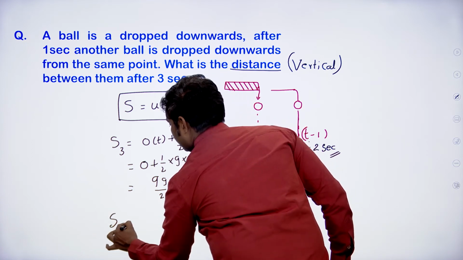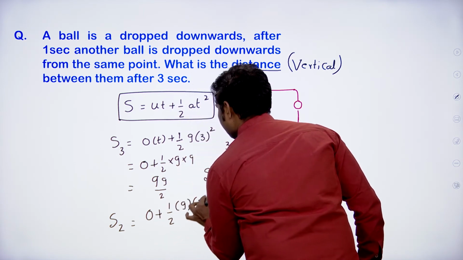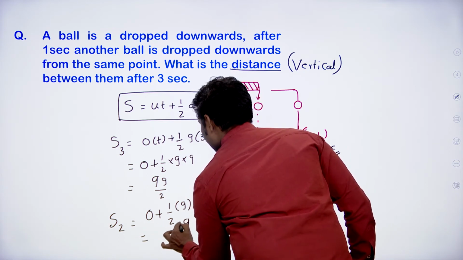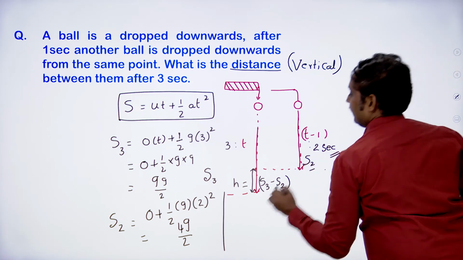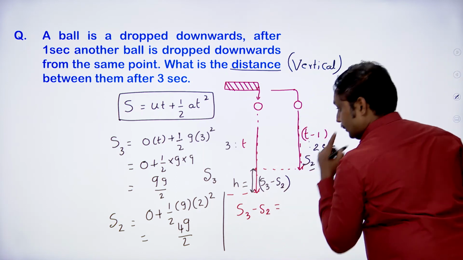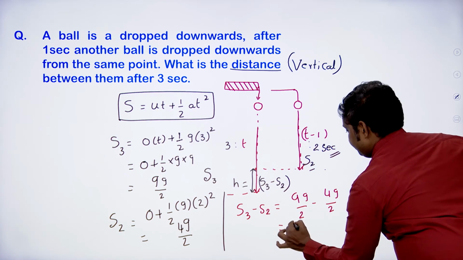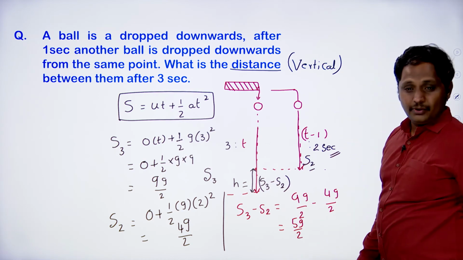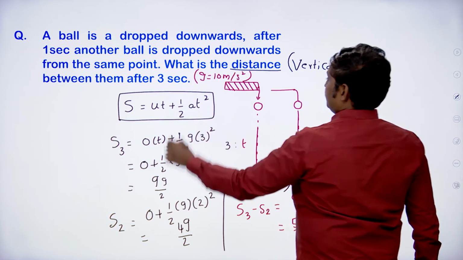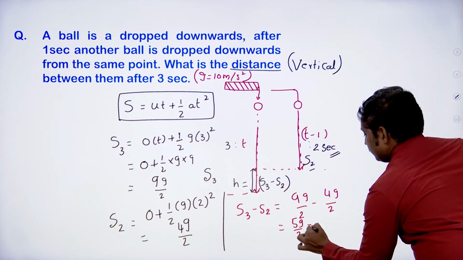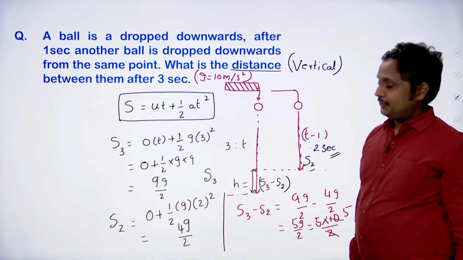What about the S2? It is 0 plus 1 by 2 into g into 2 square, that is 4g by 2. Now, you can easily find S3 minus S2, that is equal to 9g by 2 minus 4g by 2, very clear, we will get 5g by 2. If we consider g is equal to 10 meter per second square for our simplification, then 5 into 10 by 2, it is going to be 5. So, you will get 25 meter.